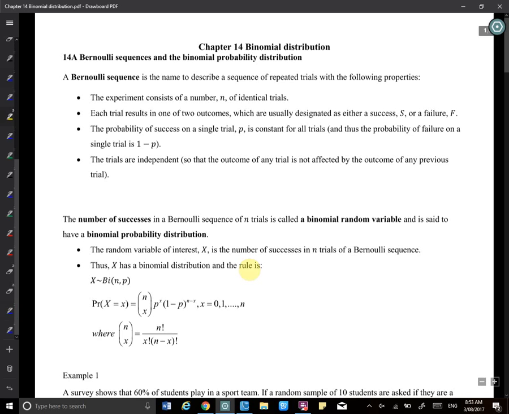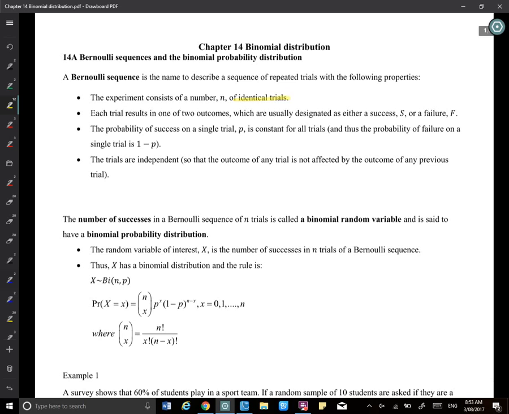The word identical is important. So it must be identical trials. Every time your experiment will be under exactly the same conditions. For example, you toss coins or throw dice. But any selection without replacement will not be identical trials, because after you grab one thing from the box, it's a different condition compared to the first time. So that's not identical. But selection with replacement will be fine.